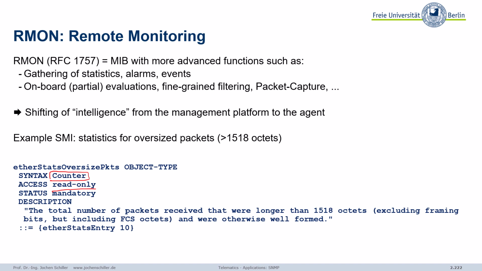For example, then there's a description, okay, total number of packets received, longer than, etc., etc. So you know what it means, you know what type it is, it's a counter, it's read-only, and you see this is then in this sub branch etherStatsEntry. Okay, and that's then the number 10. And you have many of these unique objects, and they are then part of this huge tree.